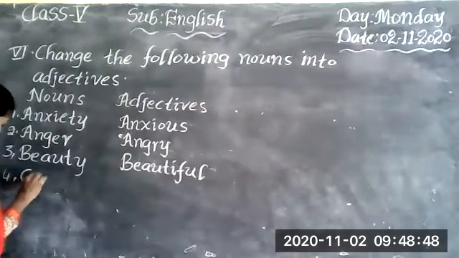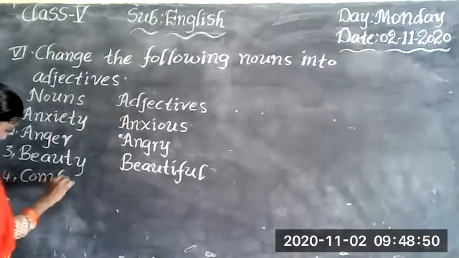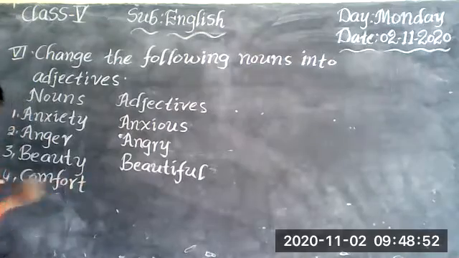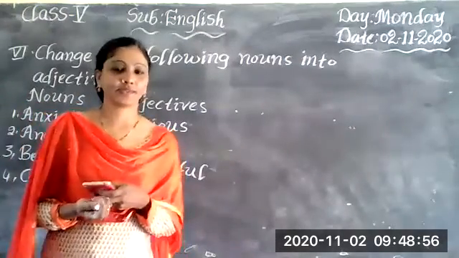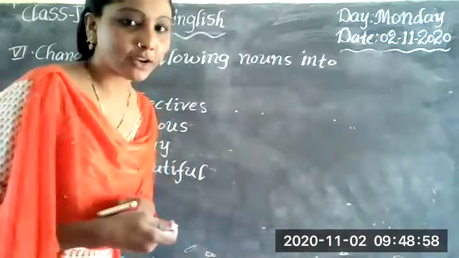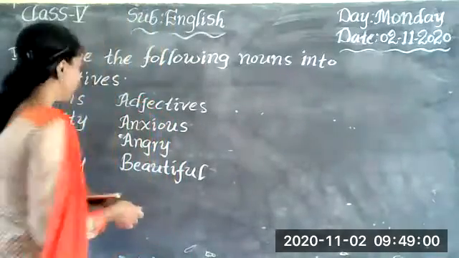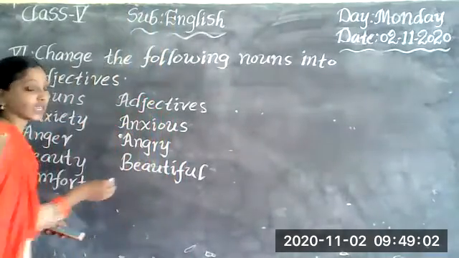Fourth one, comfort. So comfort is a noun. What is the adjective form of comfort? Comfortable. Raise one. Very good. What is the adjective form of comfort? Comfortable.